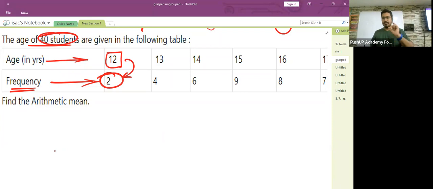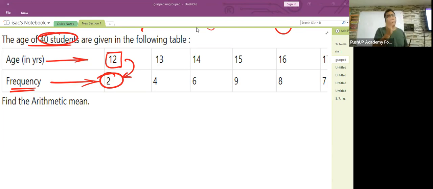Either you can express verbally that the frequency of 12 years is 2, or you can also frame the same sentence as the corresponding frequency of 12 years is 2. The meaning is the same. Are you getting it? The meaning is the same.